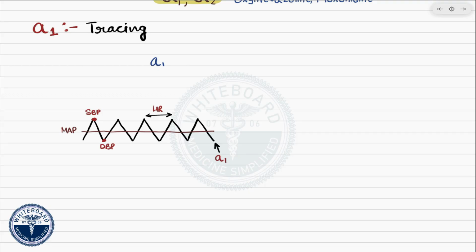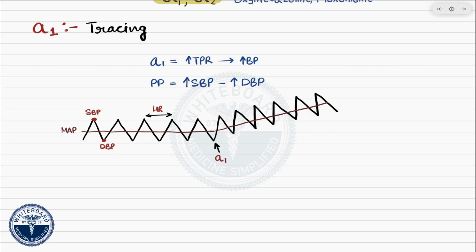Since alpha-1 receptors are present on blood vessels, not on the heart, the immediate effect is vasoconstriction. As the blood vessels constrict, total peripheral resistance increases, causing the mean arterial pressure to rise. On the tracing, you'll see the entire blood pressure waveform shift upward, reflecting this increase in blood pressure. Although both systolic and diastolic pressures increase, the difference between them, that is the pulse pressure, remains almost unchanged.